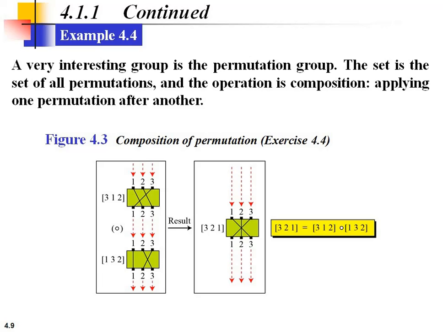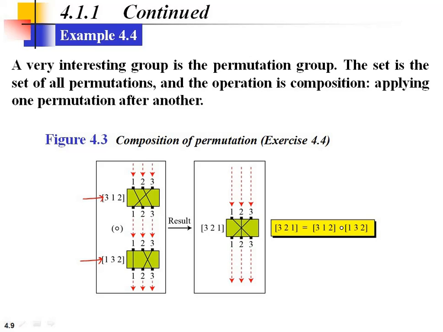Apart from them, there is a very interesting group known as the permutation group. The set is the set of all the permutations, and the operation is composition. If you remember from our last lecture, permutation basically means rearranging the elements in some other order, and in the permutation group, the operation is composition. Composition means that we first apply one permutation and then we apply the second permutation. So the composition of these two permutations is basically the operation.